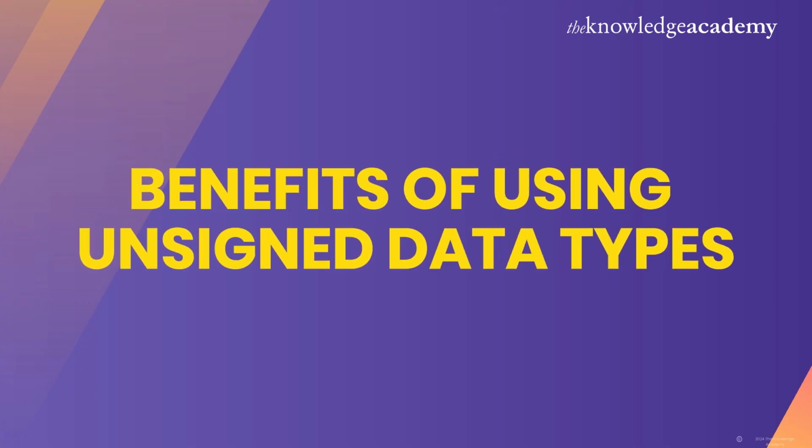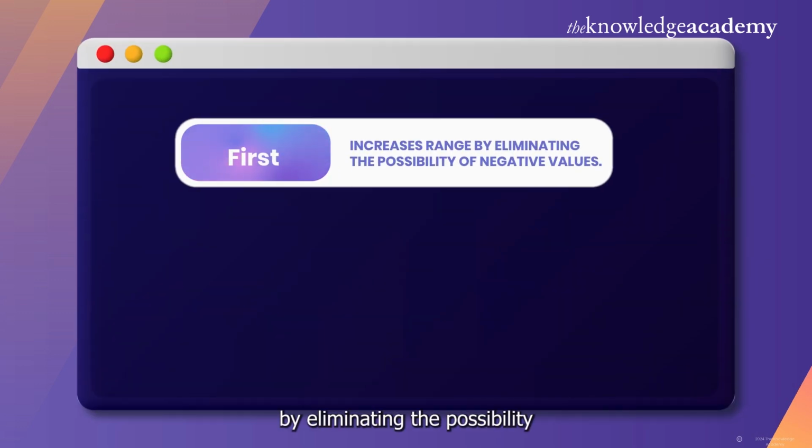Now let's see what the benefits of using unsigned data types are. First, it increases range. By eliminating the possibility of negative values, you effectively double the range of positive values. This can be especially useful for large datasets where you need to maximize the storage capacity.